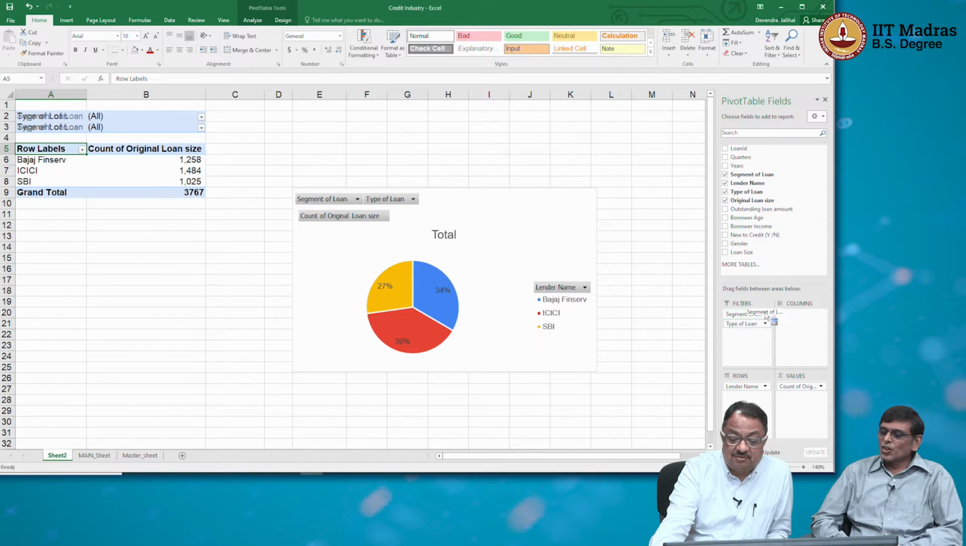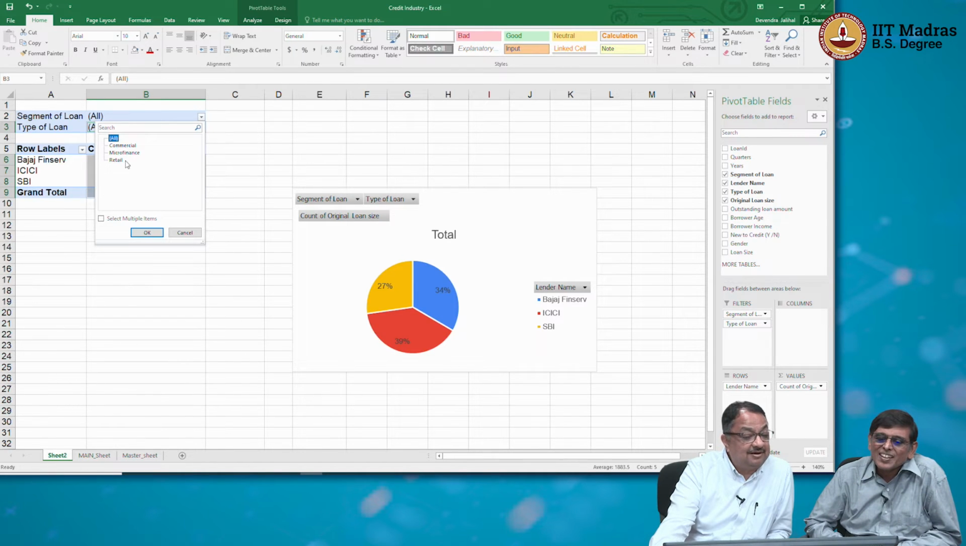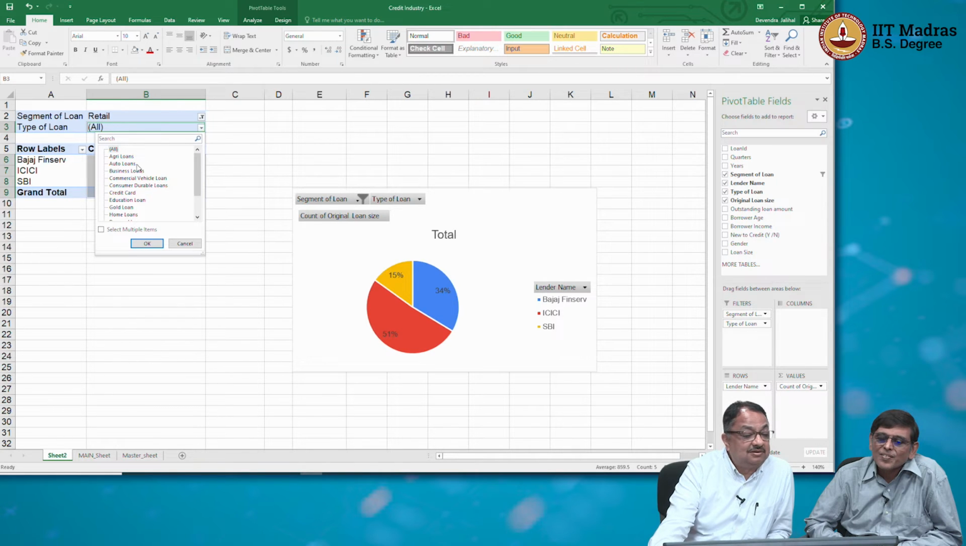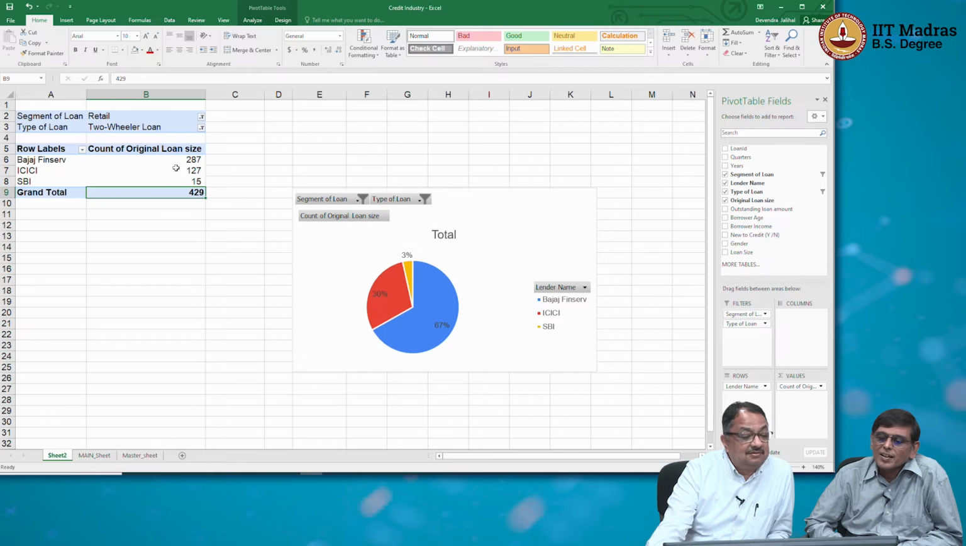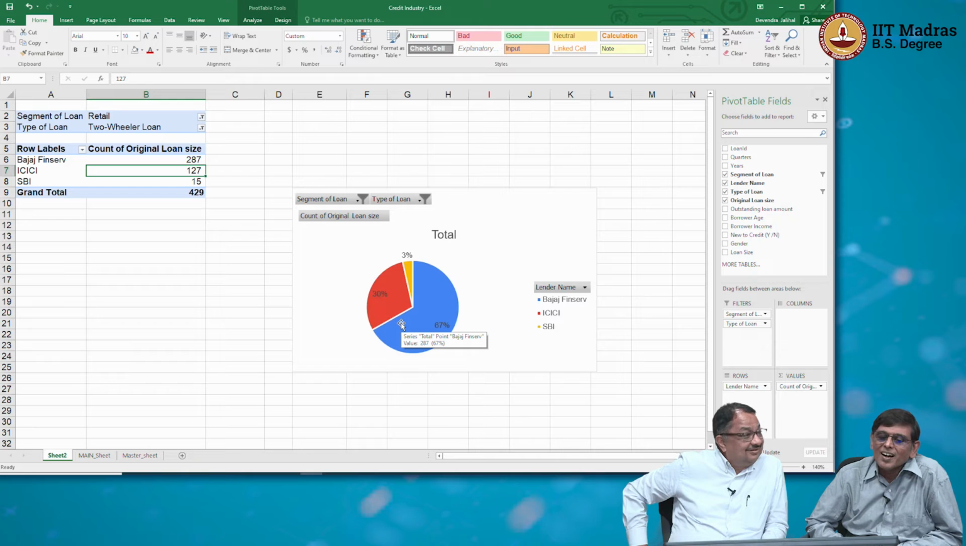So, what do we want? If I'm a customer, I should know where to go. Segment of loan should be retail. And within that, I want two-wheeler loan. Yes, that's what I want. Bajaj Finserv is making 300 loans. ICICI, SBI is doing 125 loans. SBI is not focused on that segment at all. So you go to Bajaj Finserv if you want a two-wheeler loan.